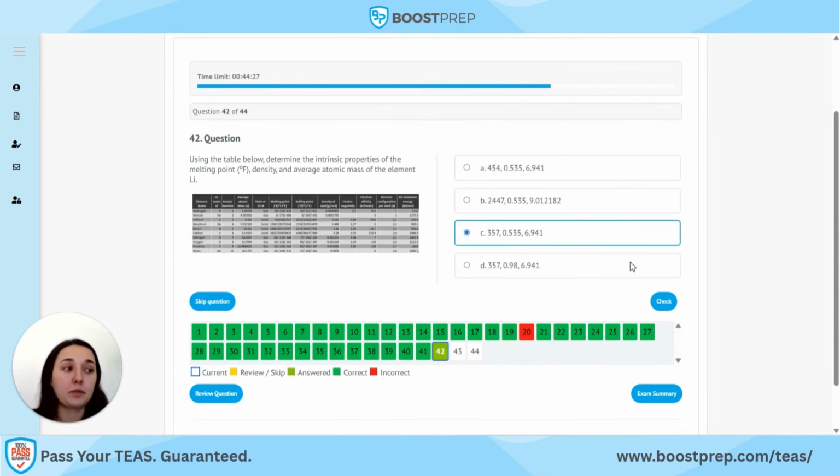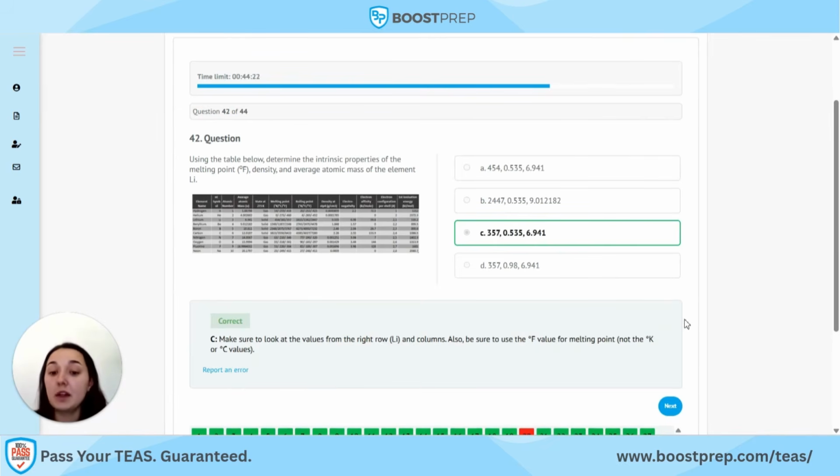The answer is C. So you have to make sure to look at the values on the right row for lithium in columns. Also be sure to use the Fahrenheit value for melting point.